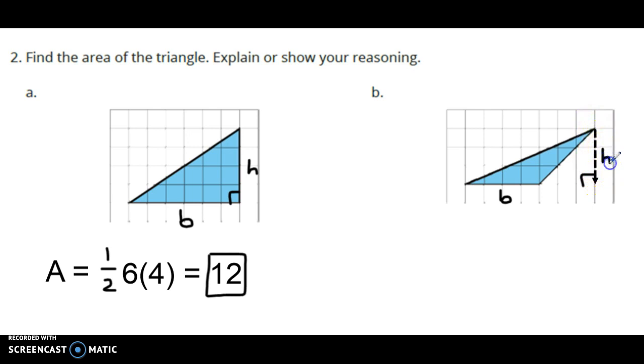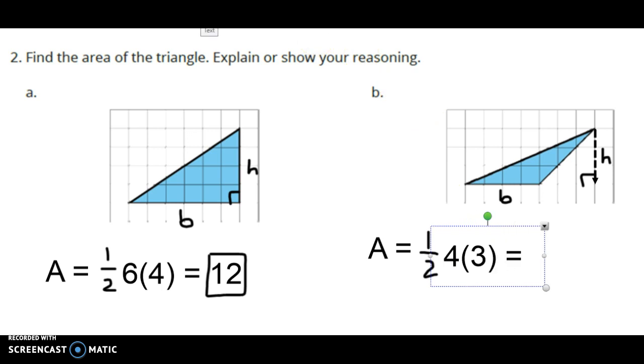So H for height. So for this triangle B, area is going to equal 1/2 times my base, which if I count those squares is going to be 4, times my height, which is 3. 4 times 3 is 12, divided by 2 is 6. So my final answer here is 6.